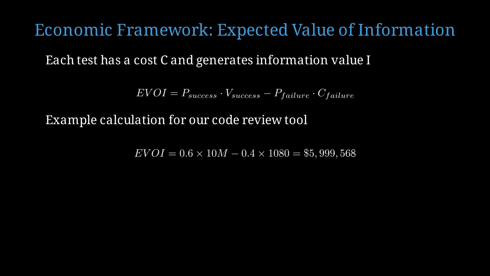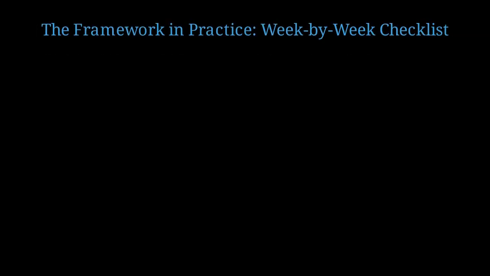Expected value of information equals 0.6 times 10 million minus 0.4 times 1,080. This equals $5,999,568. Clearly positive, so the test is worth running. Let me give you a practical week-by-week checklist you can use immediately.